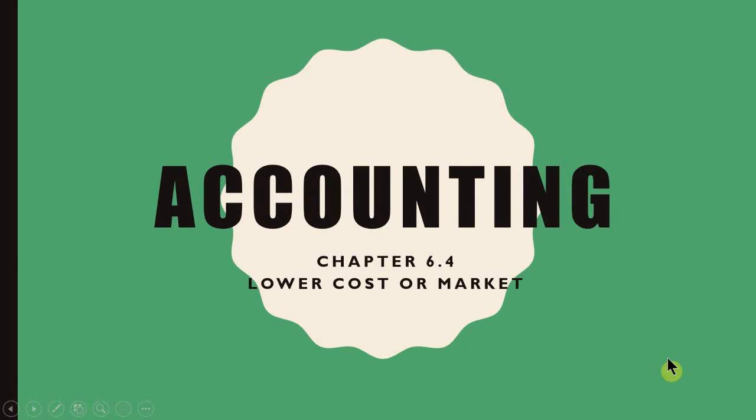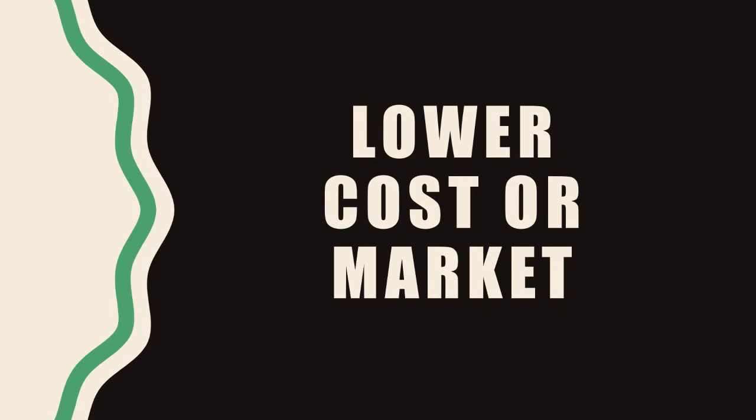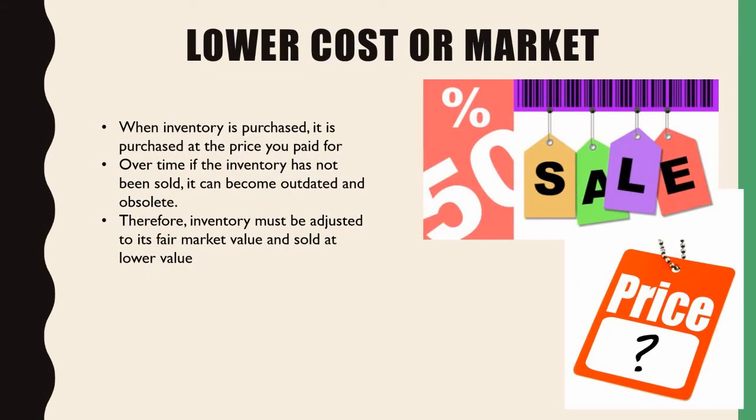So once again, this is the last section of chapter 6, and we're going to be learning what's called the lower cost or market. As we know, this is 100% related to inventory. What the lower cost of market does is that when we make purchases of inventory, we have to understand that the day that we purchase it, we have to adjust it at the end of the period, okay?